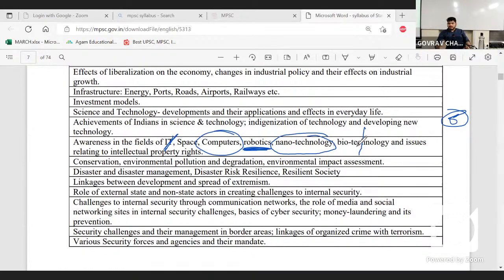What is it? UPSC. So if you trace UPSC, this is the trend. What I have given you. And the last part of our syllabus is intellectual property rights. Why this is important, I'll tell you.